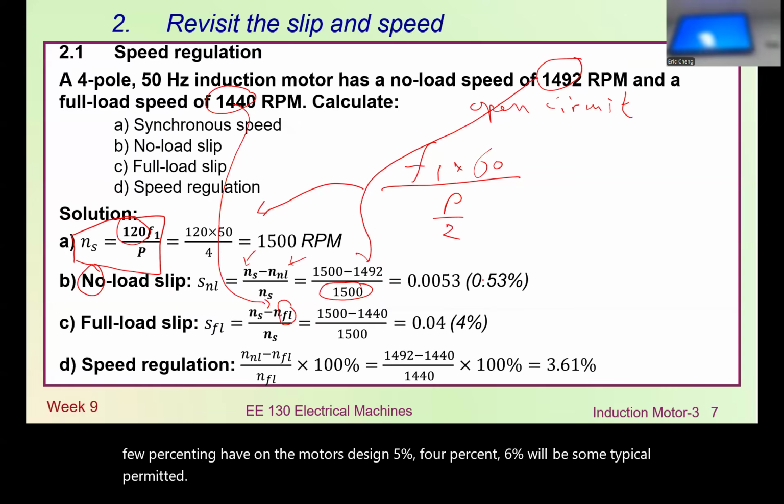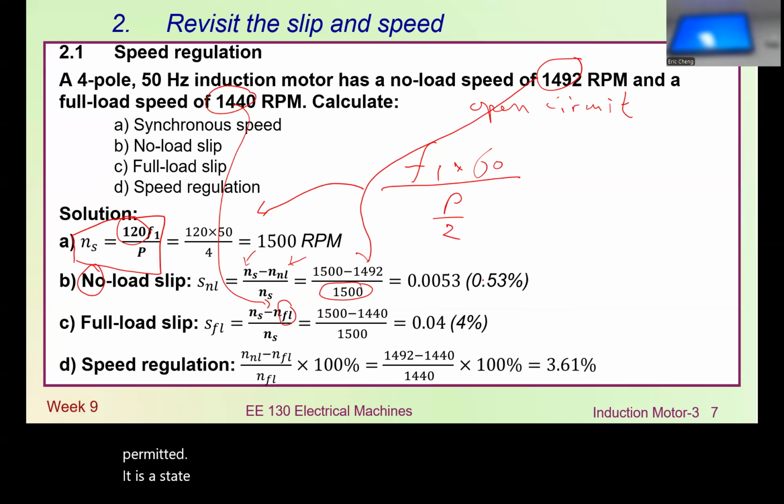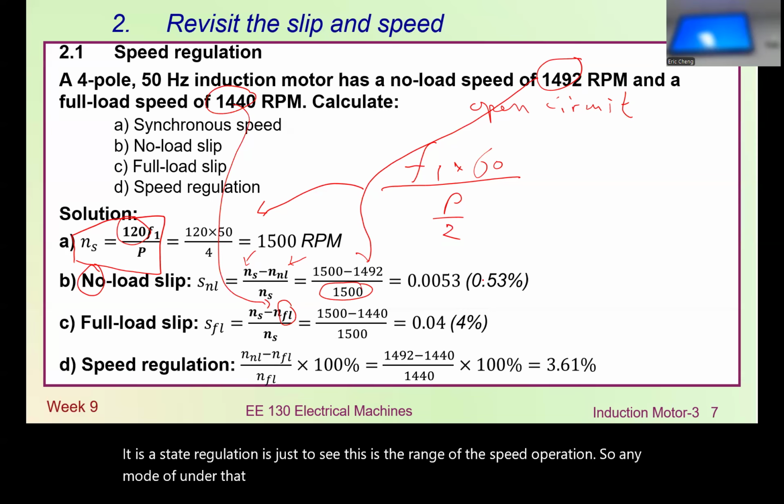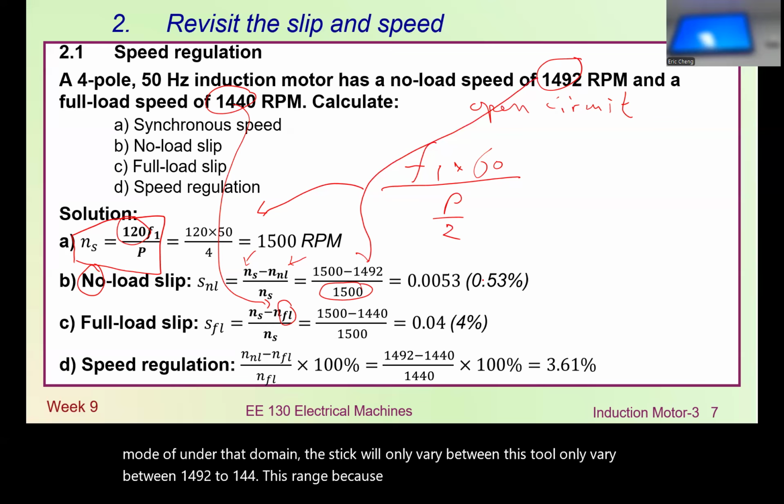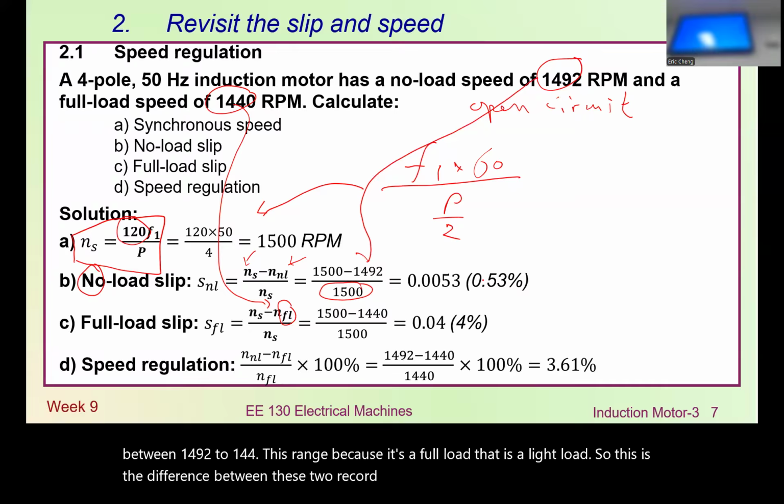And then the speed regulation is just to see the range of the speed operation. So for any motor under that domain, the speed will only vary between these two, only between 1492 and 1440. That's the range, because one is full load and the other is light load. So the difference between these two we call the speed regulation. So that's how we get a regulation of 3.6%.